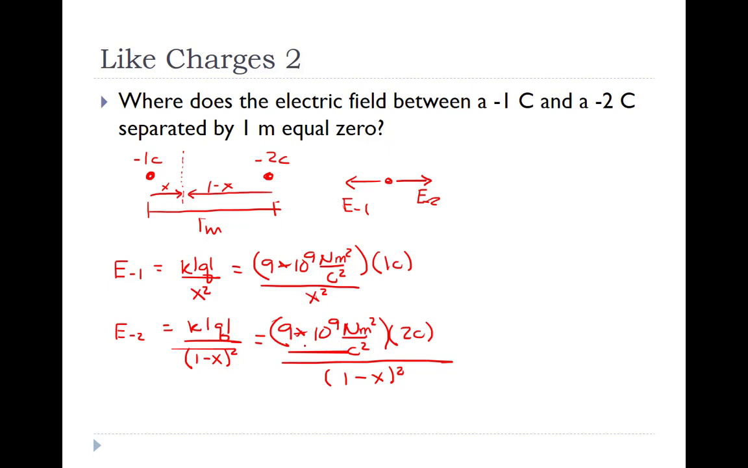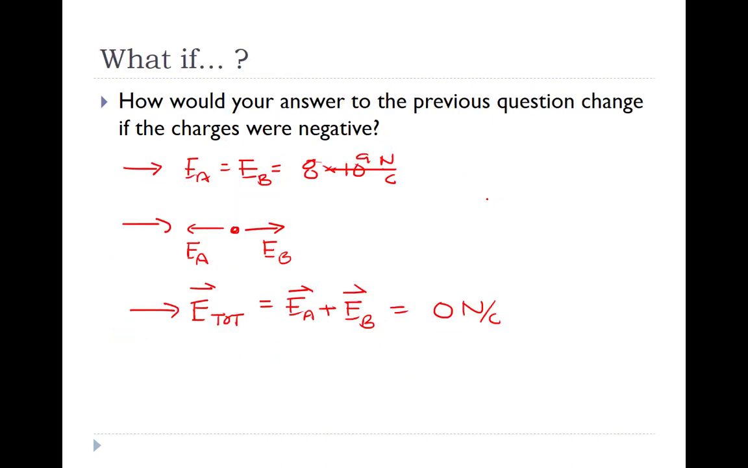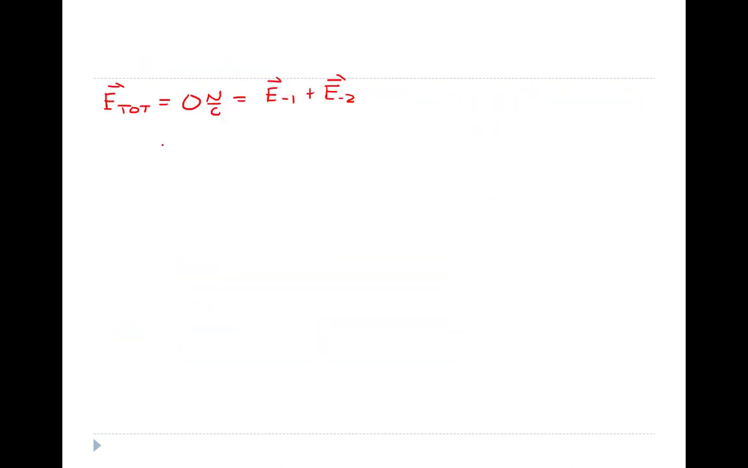And now I'm going to define the total field at the position I'm looking for equals 0, and that has to equal E-1 plus E-2. On the previous slide, I did not define a positive direction. I should have. So let's go back and let to the right be positive, which means I'm going to let E-1 be negative.